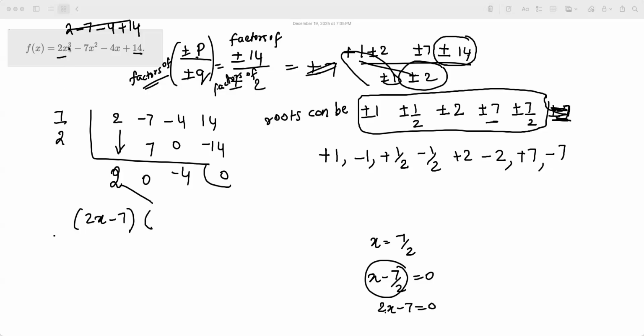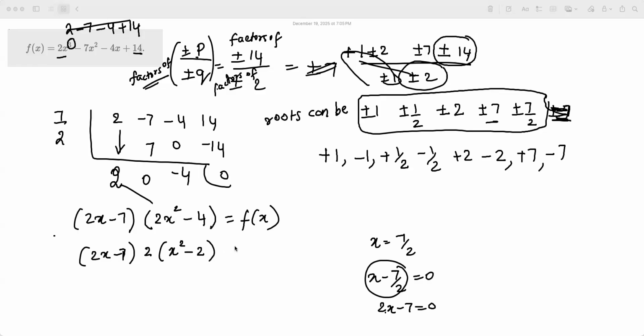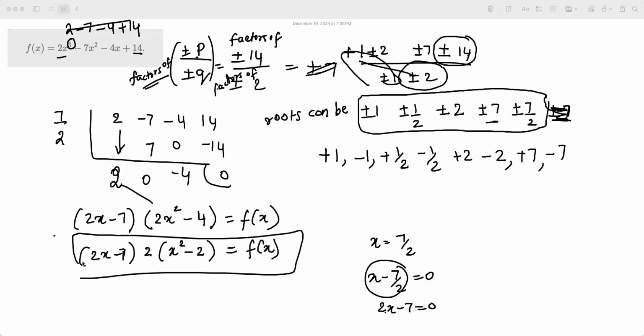Then I'll write the reduced polynomial. It was a cubic one. Now it becomes a quadratic one. 2x square minus 4 will be equal to f of x. Now 2x minus 7, guys, sorry. Take 2 as common. You get x square minus 2 will be equal to. That's what is the most simplified form. I think so. Let me see. 2x square minus 4, correct. So if you take 2 as common, correct.